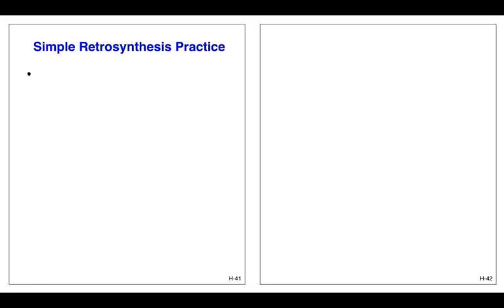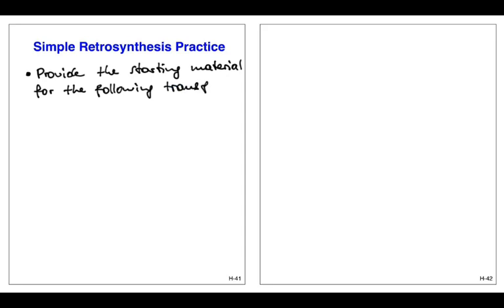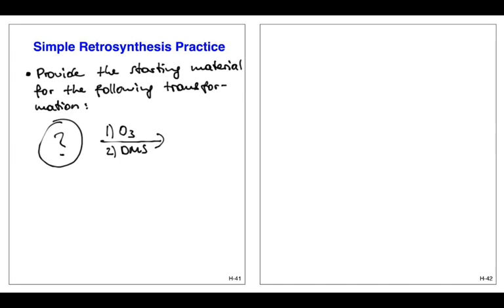Now I'm going to give you a problem where we need to use ozonolysis. We're basically doing retrosynthesis here, which means I give you a product and ask you how to synthesize it. In this case, we want to use ozonolysis. So I want you to provide the starting materials for the following transformation. The question mark is what you want to find out. Then we do ozonolysis, that's ozone first, followed by DMS, dimethyl sulfide, as we said. And the product I would like you to form in this ozonolysis reaction looks like this.